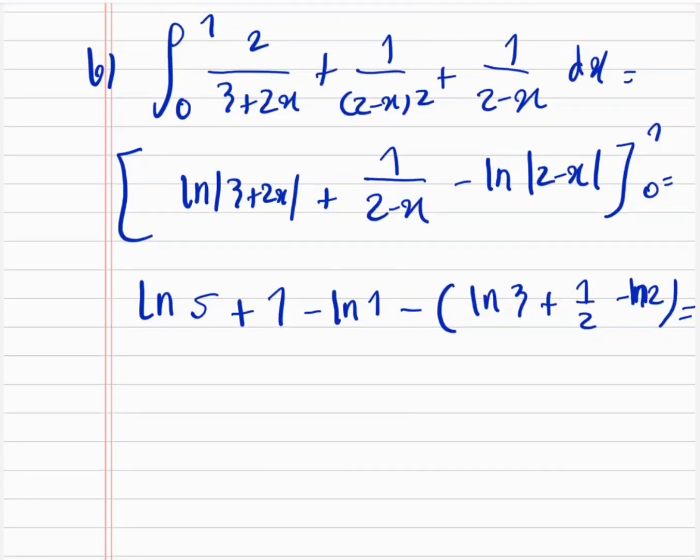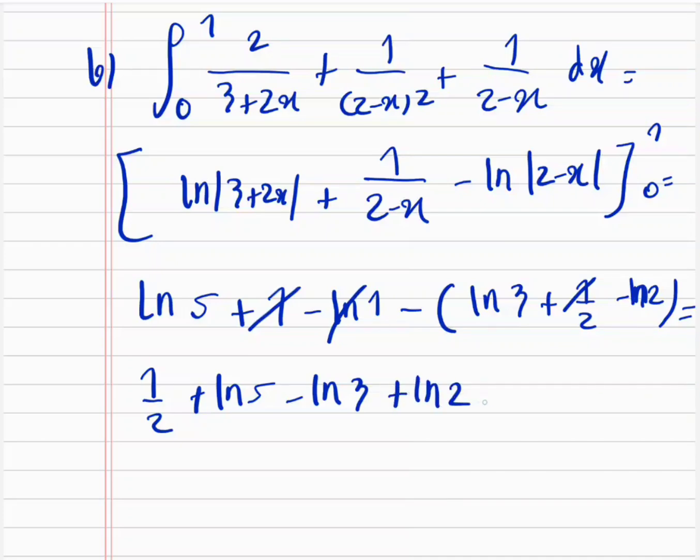At this point we just need to simplify this. Remember that ln 1 is 0, and 1 minus a half is 1 over 2. Then we'll be left with 2 ln 5 minus 2 ln 3 plus ln 2, and so we use the log laws, and we'll have ln of 10 over 3, and that's the answer.